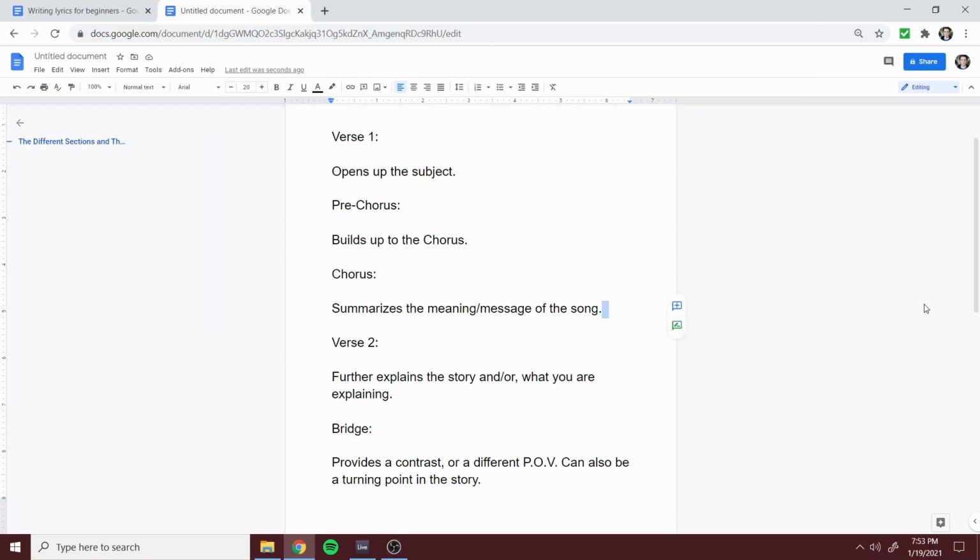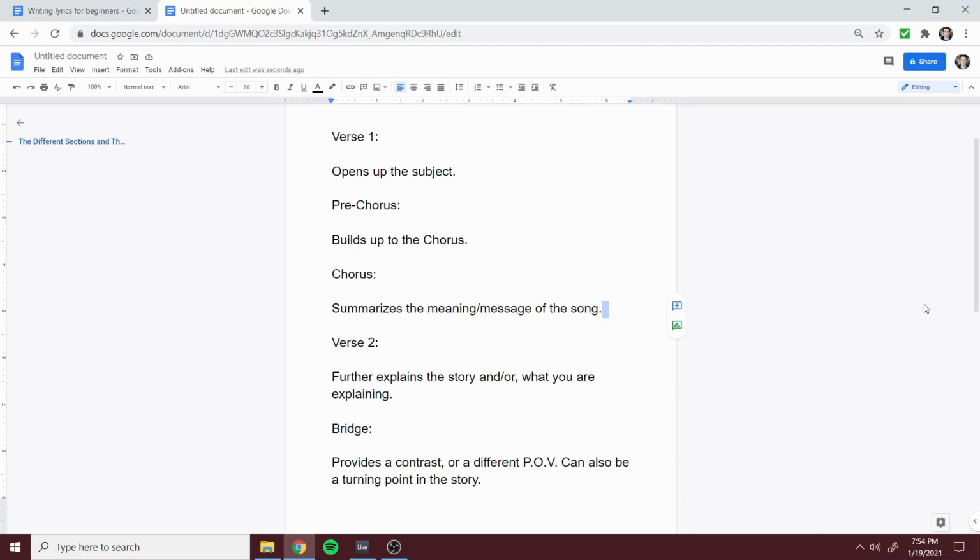Alright guys, so finally you want to know what each section does. You can feel free to pause the video so you can read everything I have on the screen, but I'm just going to go over basically what it is. Verse 1 is opening up the subject, telling them exactly what you're explaining, what your message is. Then the pre-chorus builds up to the chorus. The chorus summarizes the meaning or message of the song, the big point you're trying to make.